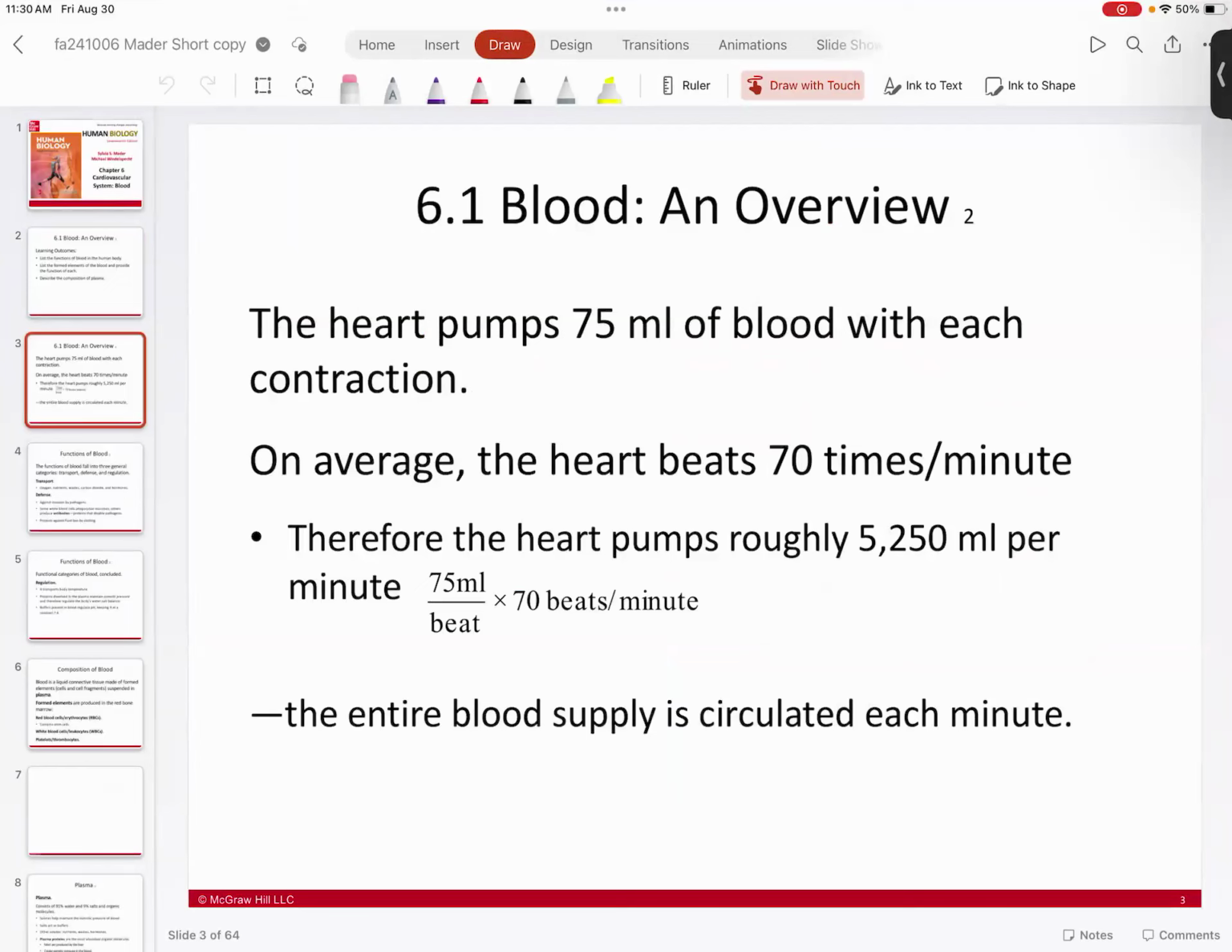So the heart basically pumps about 75 milliliters of blood with each contraction. And like we said in the last chapter, you do about 70 beats per minute, roughly. So if you multiply those two together, you're looking at about five-ish or so liters of blood being pumped out per minute. So 75 milliliters per beat, 70 beats per minute is about 5 liters or so. And so essentially, you have your entire blood supply turned over for the most part each minute.